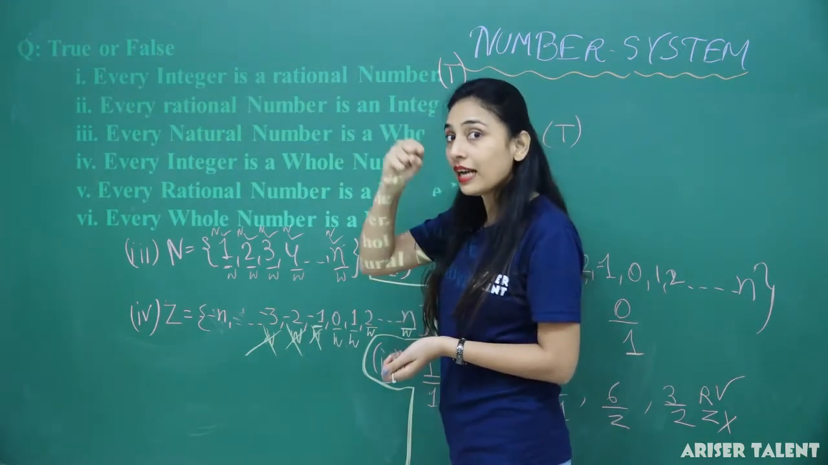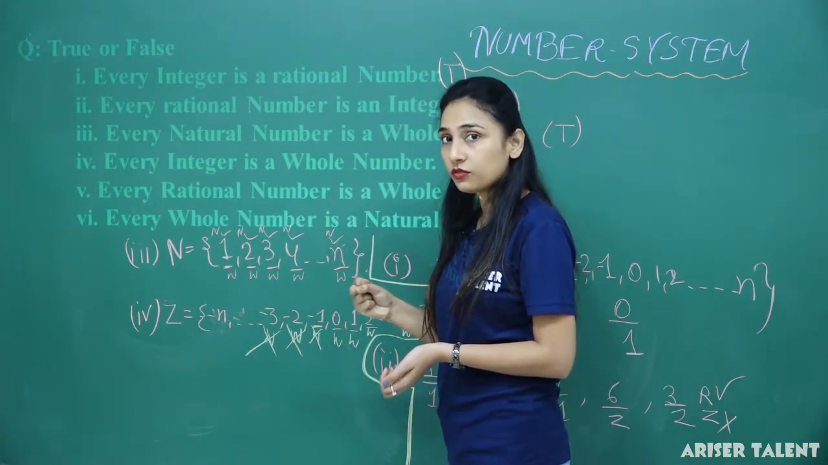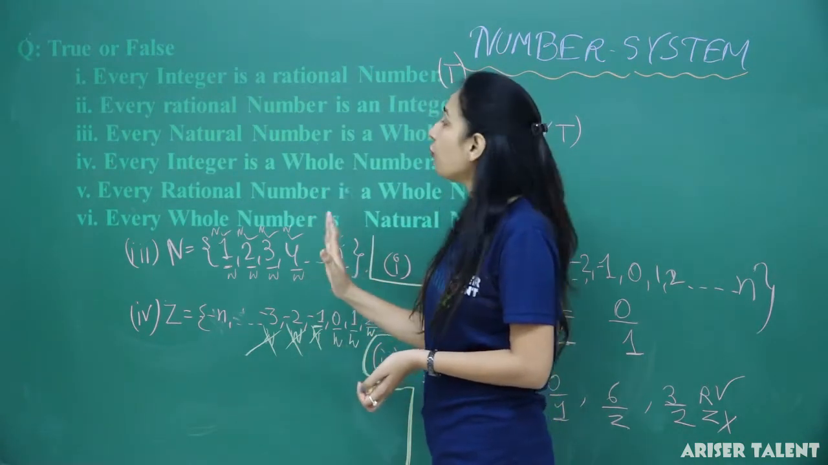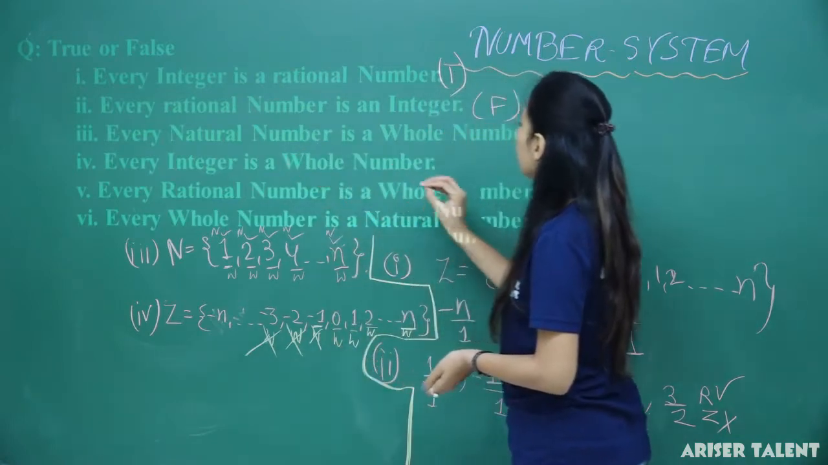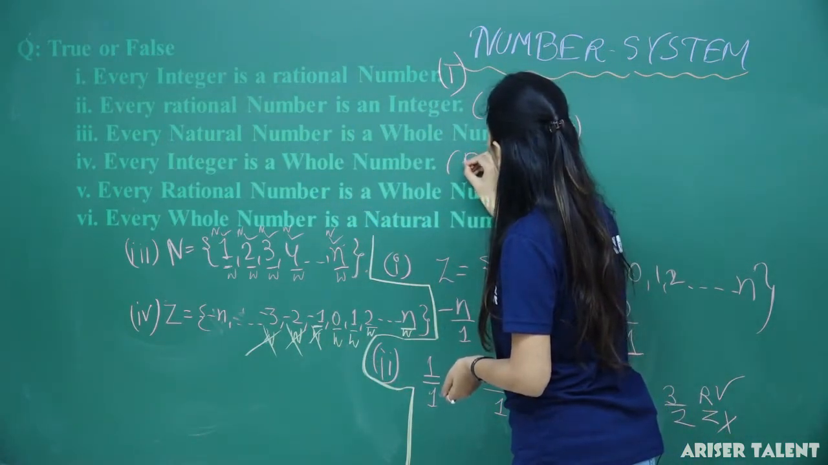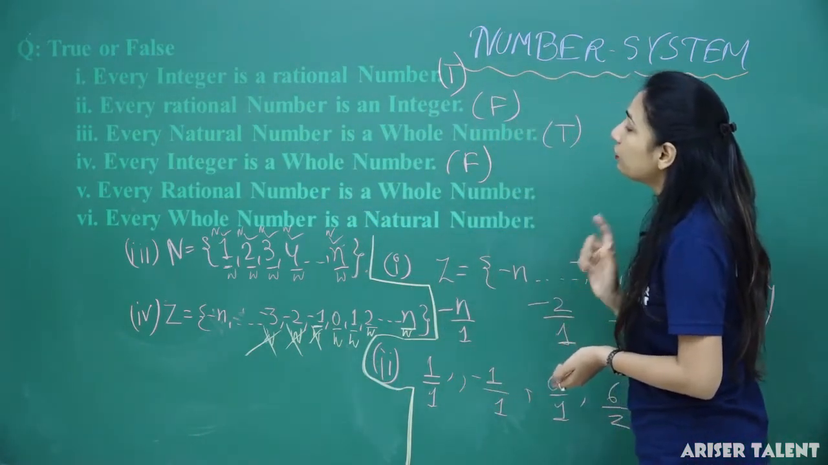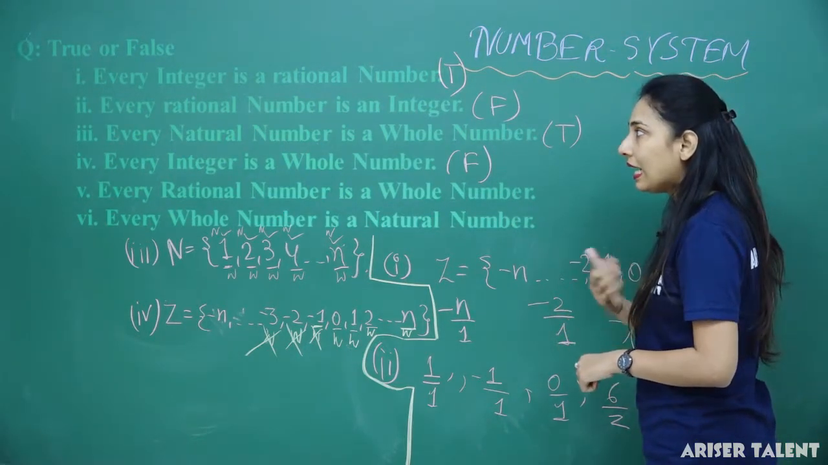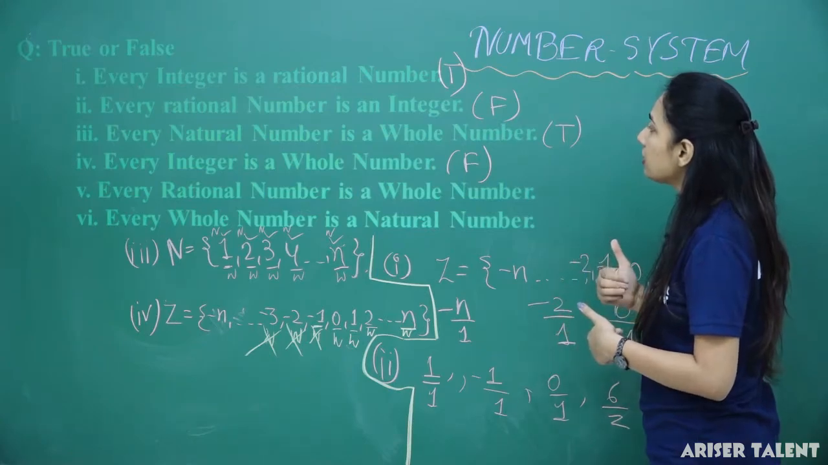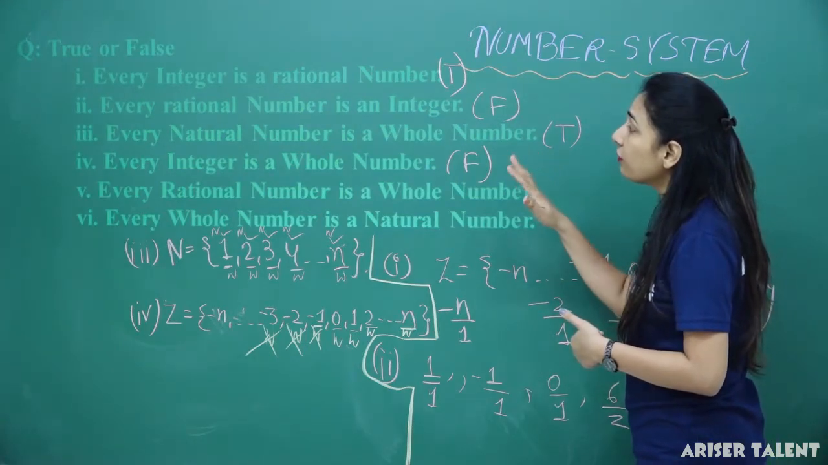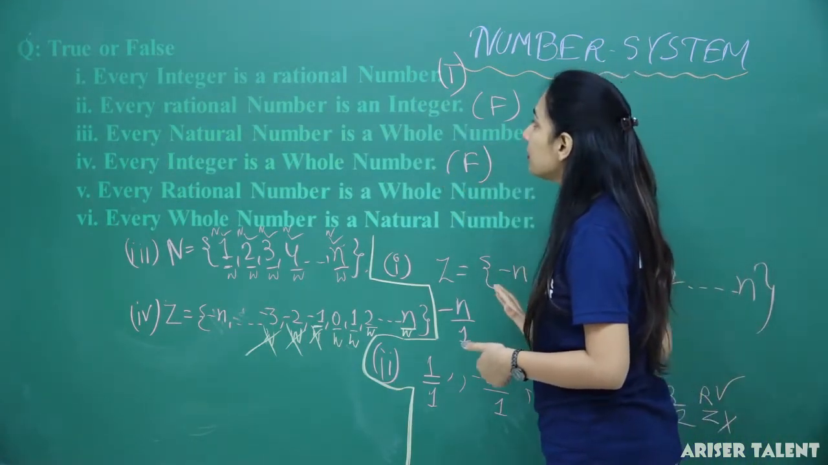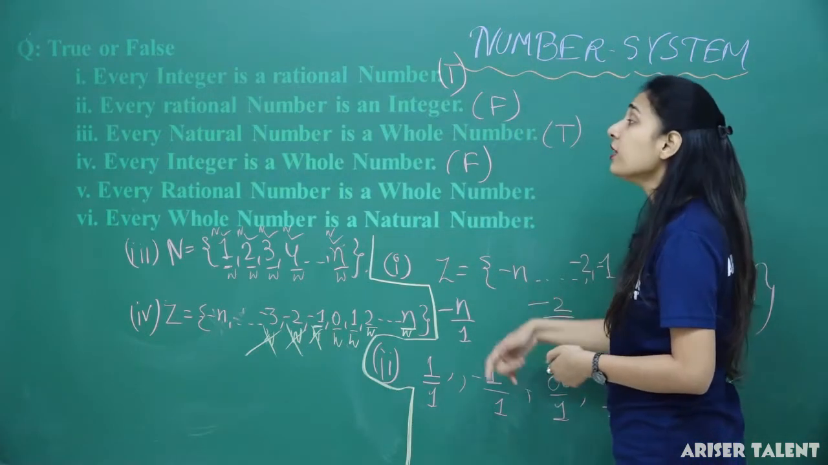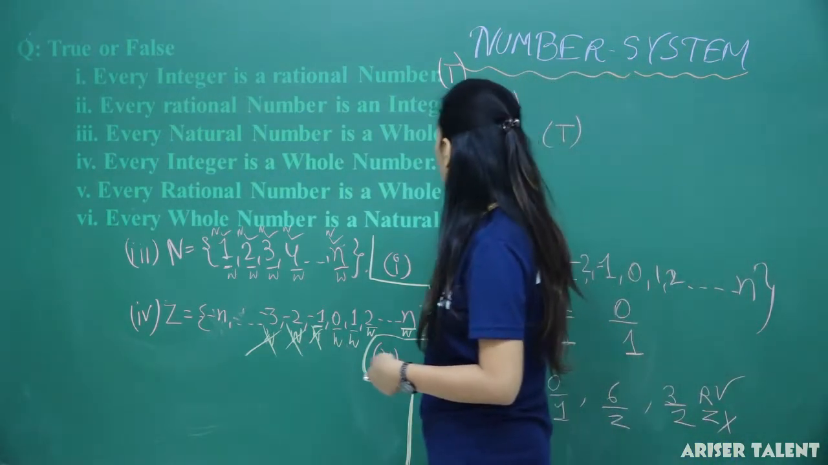When I remove that positive word from there, that will be a false one. So the fourth one will be a false one. Now the fifth one, every rational number is a whole number. We have talked about whether every rational number is an integer. Now it's time to see whether every rational number is a whole number or not.